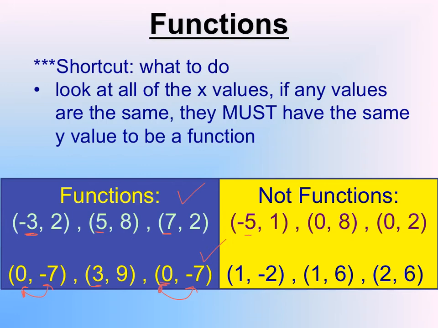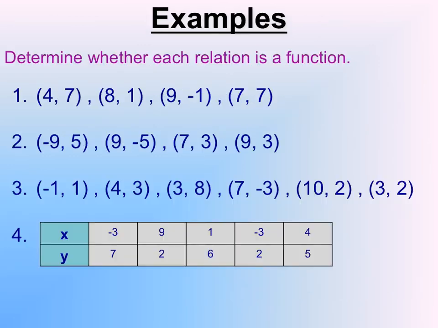Not functions, I have -5, 0, 0, but then when you look at the values that those two 0 ordered pairs are with, since they're different, no good. And then your second one, 1, 1, 2. Again, if you look at those two 1s, they're with different y values, so it's not a function. So on the back of your notes, there's a few practice ones.